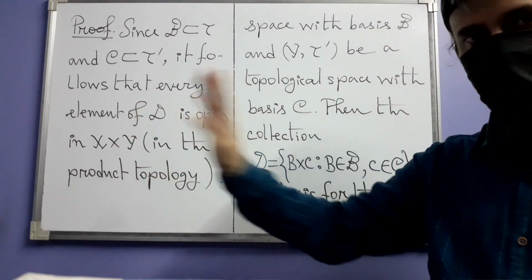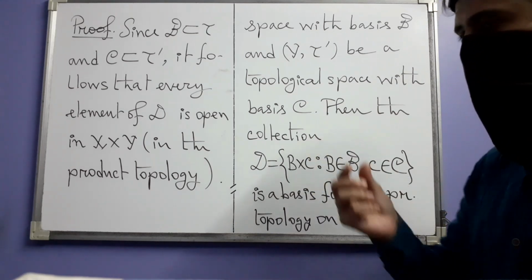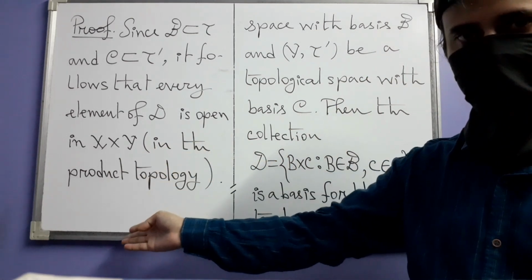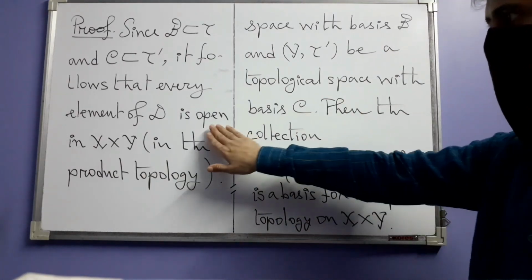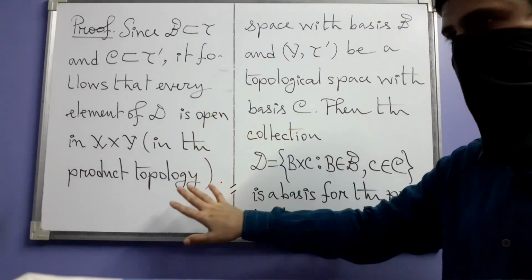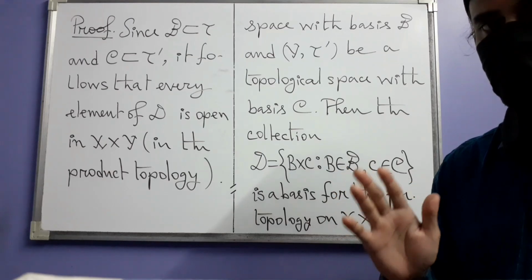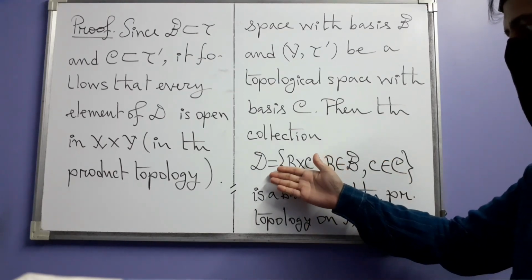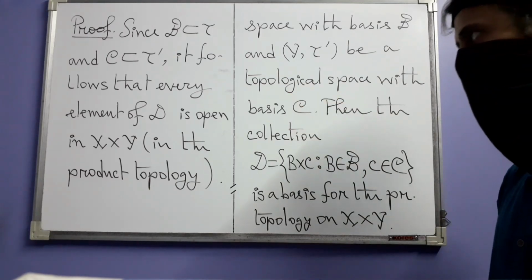Going back to the definition of the product topology makes it clear that this is not only an open set in X times Y in the product topology, but actually a basis element. We however just need it to be open. So this is one condition that we need in order to apply Lemma 13.2. That will ultimately give us the fact that this D also is a basis for the product topology. But what is the other condition?